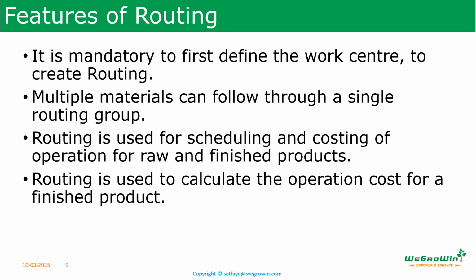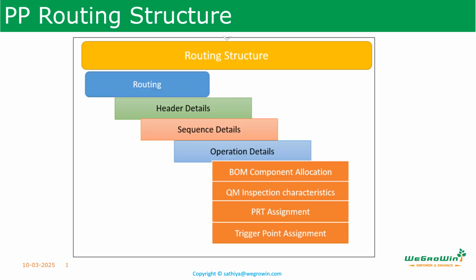And routing is used for scheduling and costing of operation from the raw material to the finished goods. How the cost will be happening, how the scheduling has to happen, those things are taken care by routing. Routing is also used to calculate operation cost for the finished product. This is very important. It's not only material cost that is required for the finished product, but we need to also know what is the operation cost, right? So these are the features of routing.